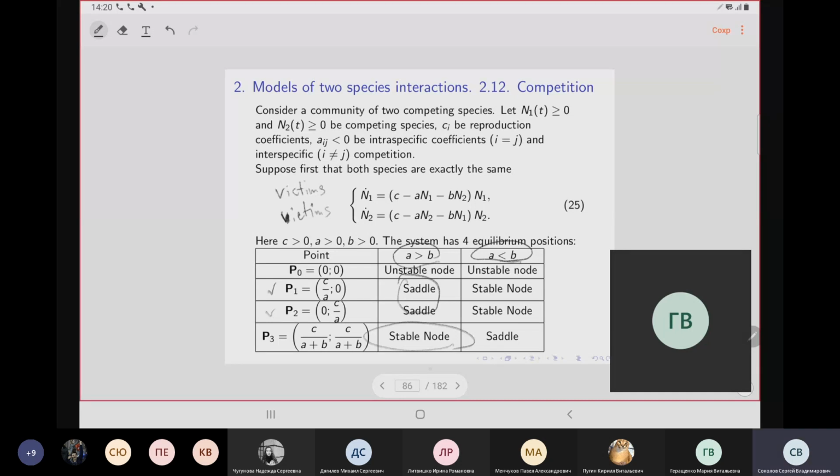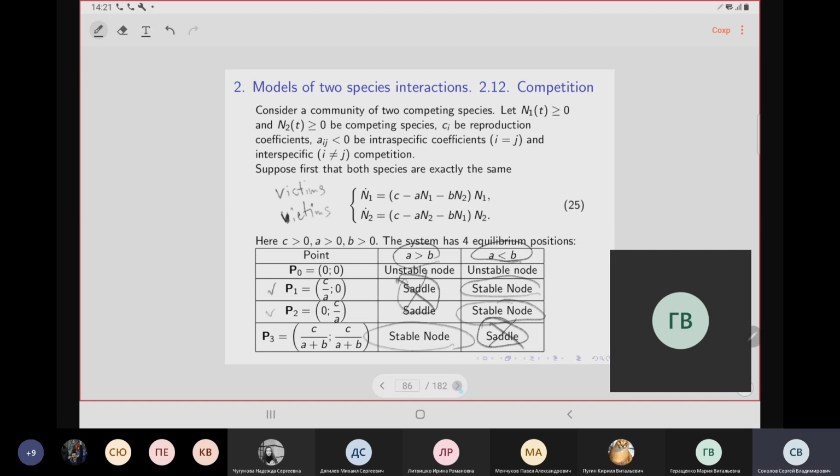The non-trivial equilibrium is stable so far. If the species compete with each other more strongly than they compete with the enemy population, then they can coexist. And if the intraspecific competition is stronger than interspecific, we see that they do not coexist, but one of the stable positions can be realized.